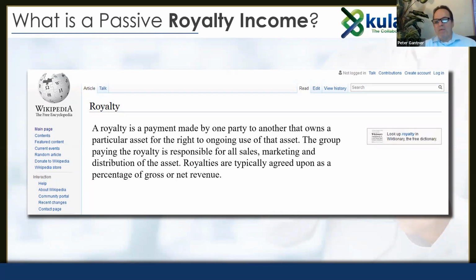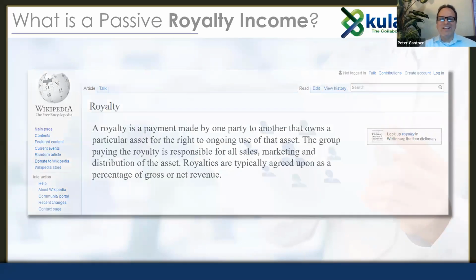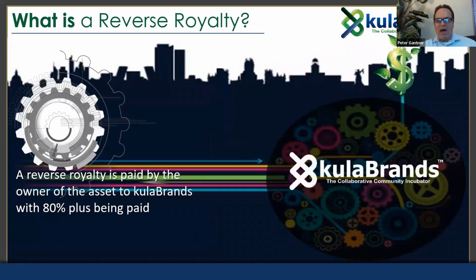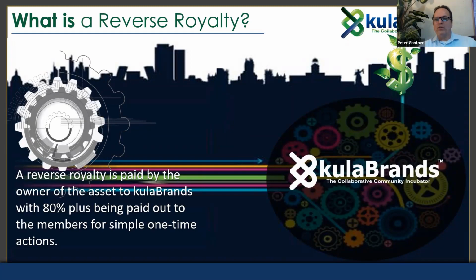A royalty is a payment made by one party to another that owns a particular asset for the right to ongoing use of that asset. The group paying the royalty is responsible for all sales, marketing, distribution of the asset. Royalties are typically agreed upon on a percentage of gross or net revenue. So a royalty is paid to somebody, the creator, the inventor who came up with the idea, the artist who sang the song. A reverse royalty, which is really exciting, is paid out to people like you and I for helping those inventor and creative people.